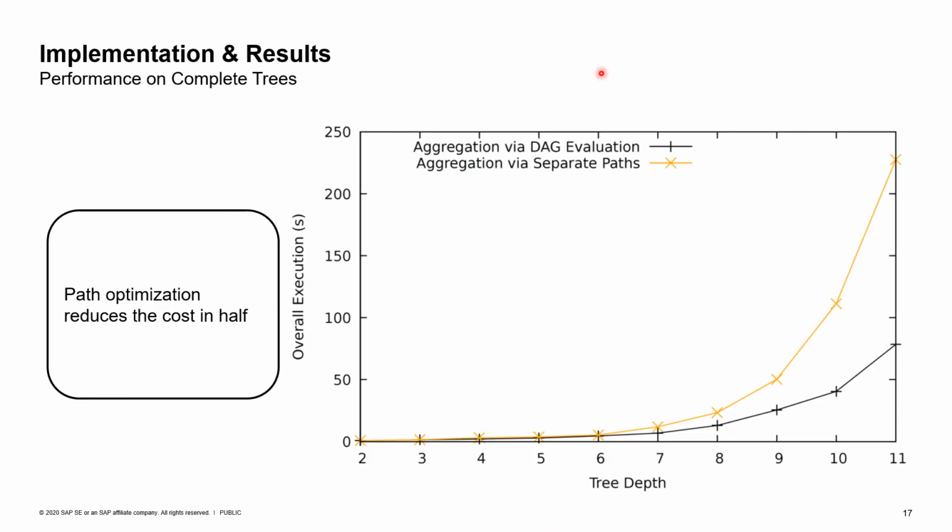So here is this graph that shows the impact of the path optimization presented before. The orange line is the evaluation without the path optimization, and the black line is the evaluation with our path optimization. And the key takeaway of this slide is that the path optimization that we provided reduces the computation cost in half.